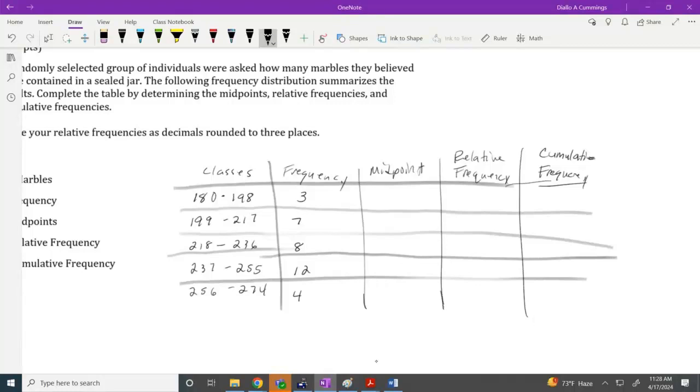All right, so this is our frequency distribution. You'll see it like this on the computer. We have our classes, there are 5 classes, we have the frequency for those classes, and we have to find the midpoint. Just remember, in order to find the midpoint, we take the lower limit plus the upper limit, and we divide by 2.